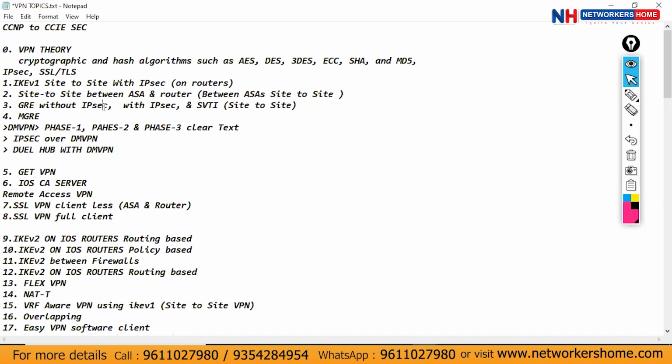To implement security over it, we apply a security protocol called IPsec. So we'll see GRE with IPsec also, and there is another deployment called SVTI.